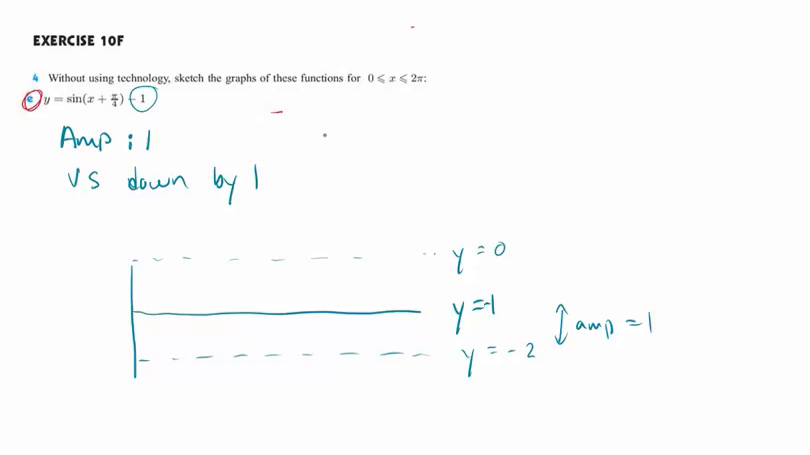Then if we look at the period, that is 2 pi divided by w. Well, in this case, there's nothing in there that is multiplying or dividing to change the period. So that means it's just 2 pi over 1. So the period has not changed.